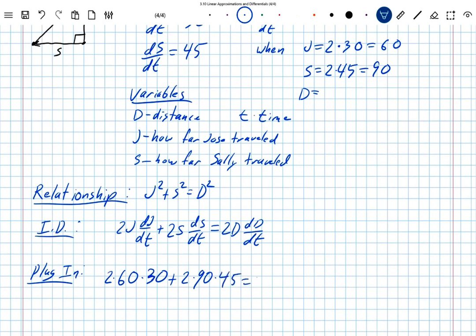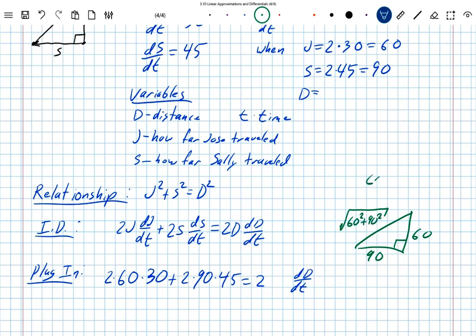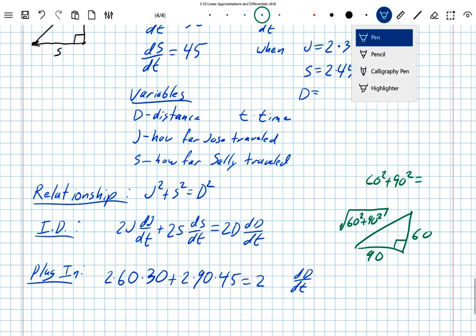Equals 2 times, I don't know what my d is. And I go, oh shoot, I should probably solve for that. Let's go ahead and do a little work here on the side to figure out what this is. Looks like if I have a right triangle and I know that one side is 60 and one is 90, well then this side over here is going to be the square root of 60 squared plus 90 squared. Why? Because 60 squared plus 90 squared is equal to, well, Pythagorean theorem tells me d squared.